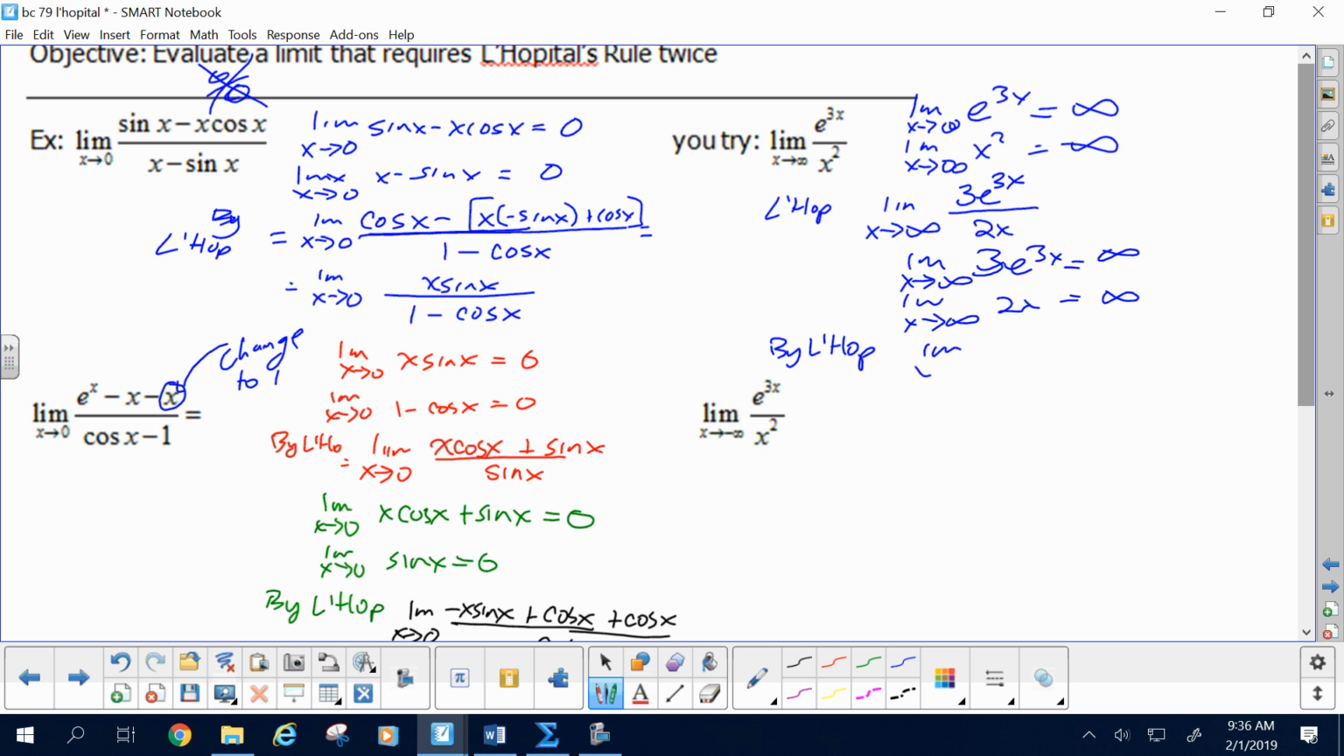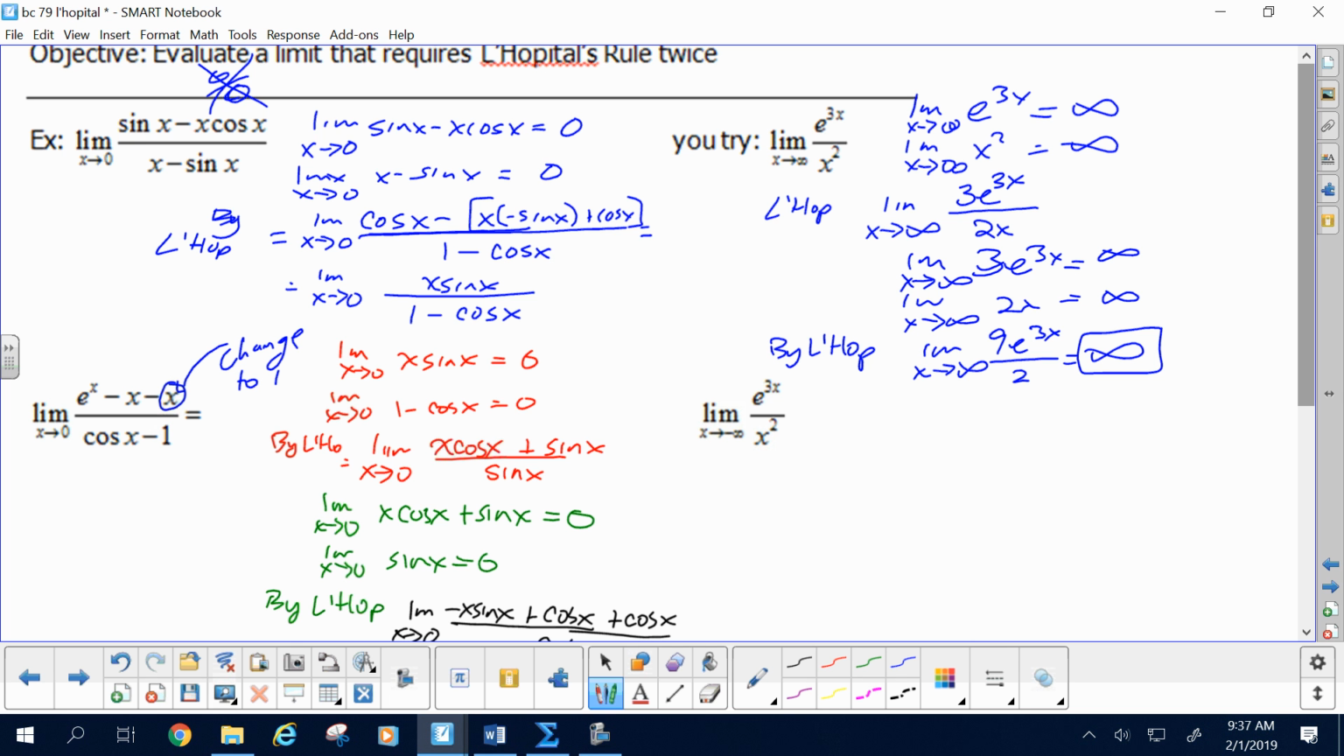the limit as x goes to infinity of, what's the new derivative on the numerator? 9 e to the 3x over the denominator, 2. Is that indeterminate form, or is that, I know what that equals. I know what that equals. 9 e to the 3x at huge x's goes to infinity. And dividing it by 2 doesn't mean anything. Your answer is infinity. How'd that go? Okay.